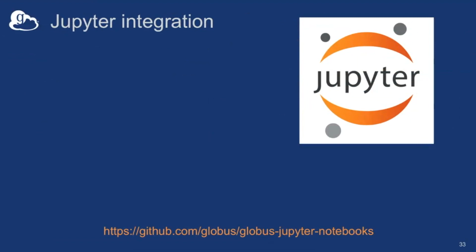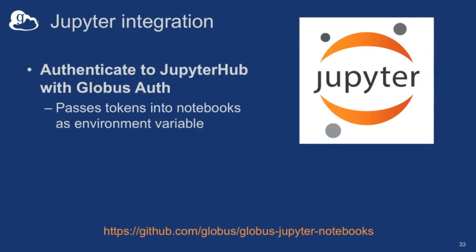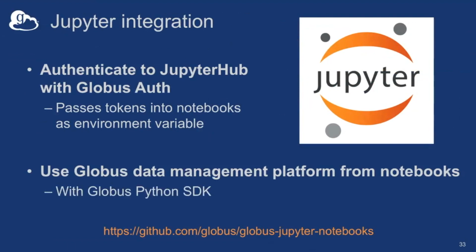Next thing I'll talk about briefly is Jupyter integration. Of course, Jupyter's taking off in our community, and so there are two main things we've done so far with this. We've got a lot of work coming down the pipe also to extend this even more. But one is to be able to authenticate to a Jupyter hub with Globus Auth. So you can stand up a Jupyter hub, tie in Globus Auth, and you can log into a Jupyter hub the same way you log into Globus, but that'll also pass tokens down into the notebooks so that you can do things easily from the notebooks.